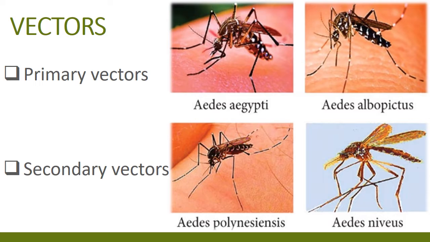Aedes aegypti can breed in natural containers such as tree holes and also in man-made containers such as buckets, mud pots, discarded containers, used tires, stormwater drains, etc. It is a daytime feeder and its peak biting periods are early in the morning and in the evening before sunset.